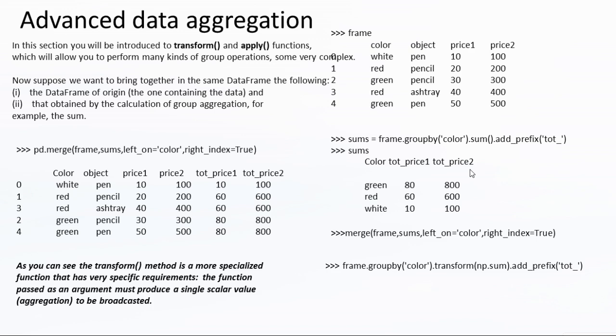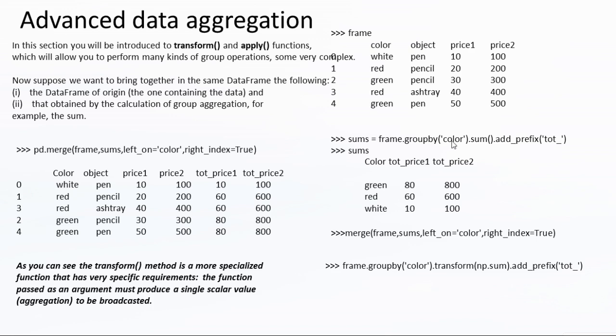Now there's another concept called advanced data aggregation. In advanced data aggregation, you will learn two more concepts called transform function and apply function, which are very useful for doing analysis a little more complex as compared to the previous one. If you take this example here, I have a data frame which is like this. Now I am grouping based upon the color.